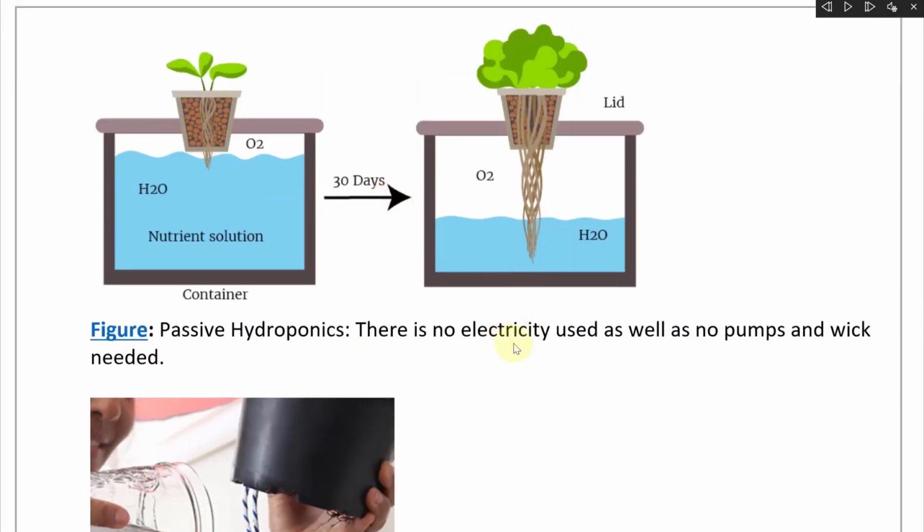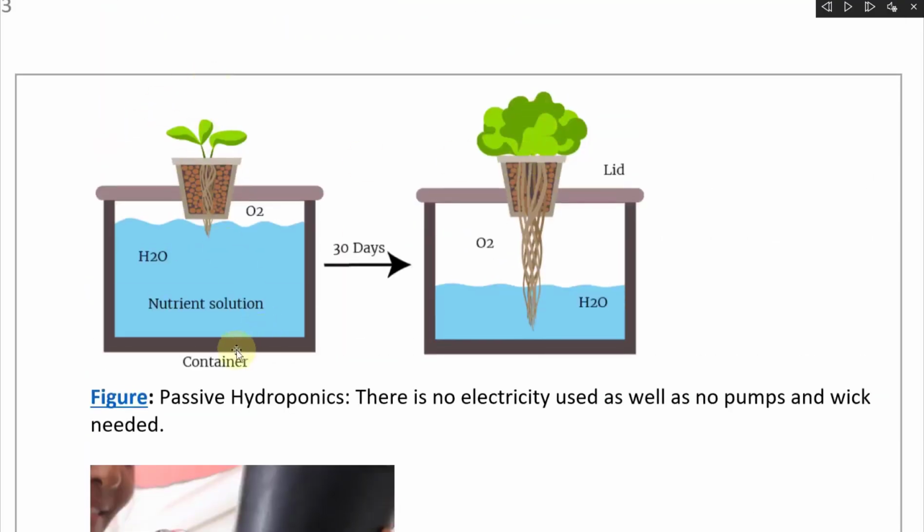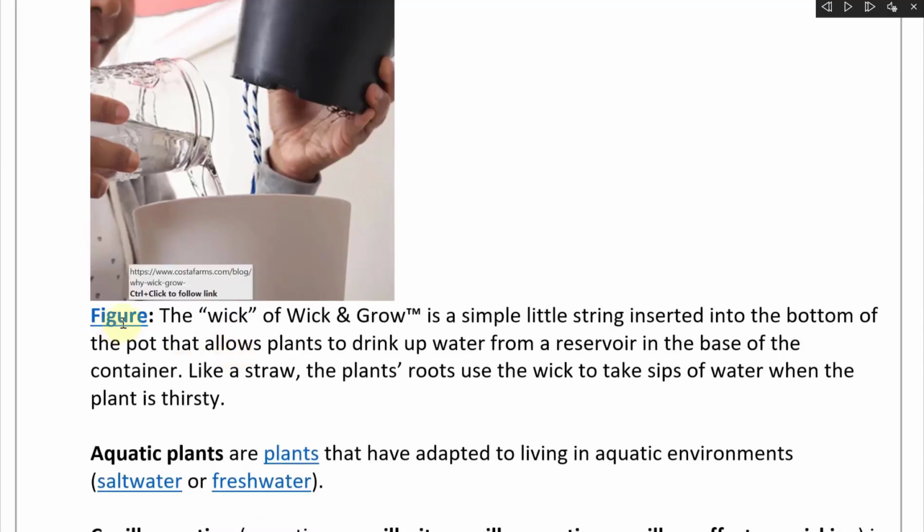Here there's no electricity used, as well as no pumps and wick needed. And the wick is just a string that you could add to it to help absorb water. This figure is from costofarms.com.